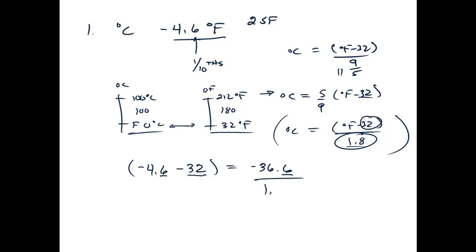We're going to divide that by this exact number, 1.8. And so when we do that, we get negative 20.3333, and that would be in degrees Celsius. But not all of these threes are significant. How do we determine how many significant figures should be in our final answer? Well, this number has 3 significant figures, and this number is infinite. It's an exact number. So we should have 3 significant figures in our final answer, and that would be negative 20.3 degrees Celsius.